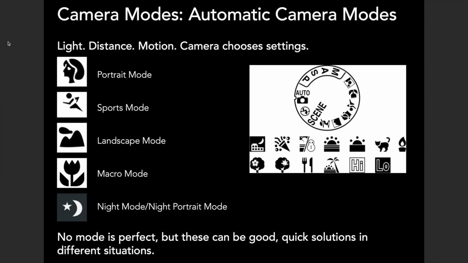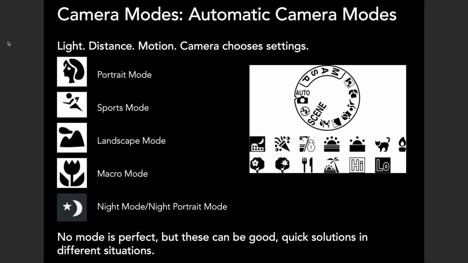For sports mode, the key thing that you're telling the camera is something's going to be in motion. It's going to be moving fast. Sometimes you'll see a kids and pets mode option. Again, you're telling the camera something's moving quickly. I want you to capture this quicker.